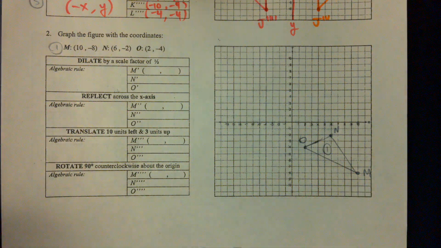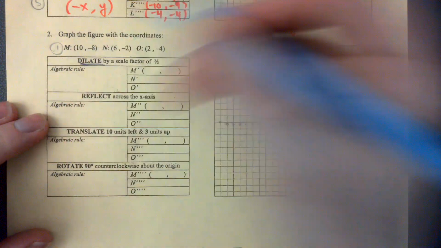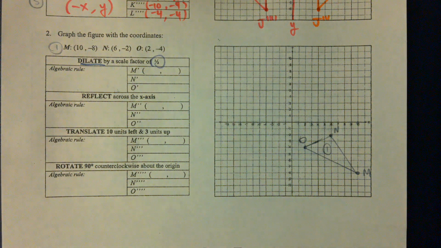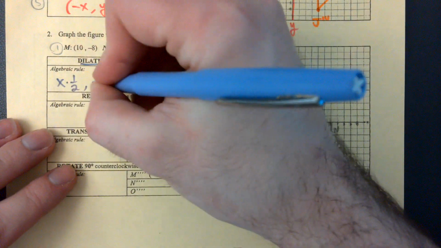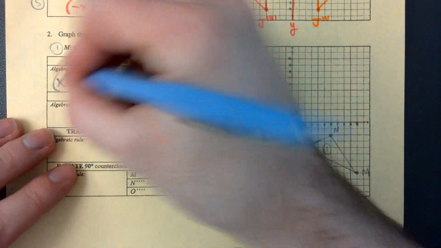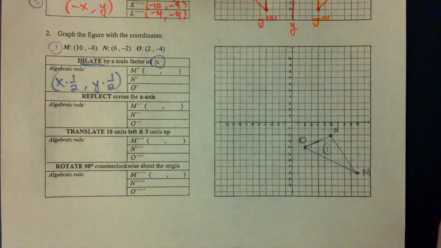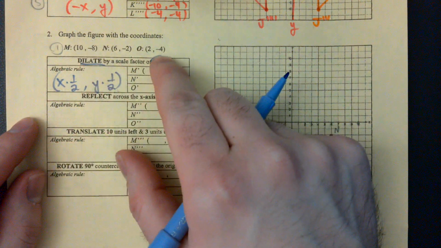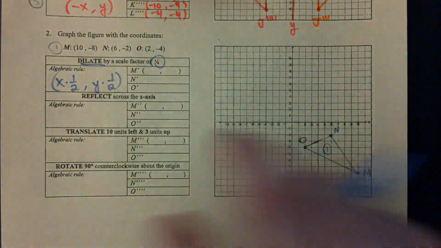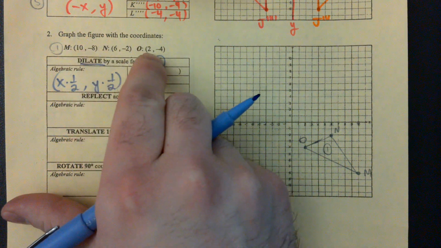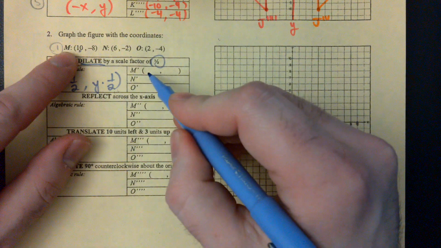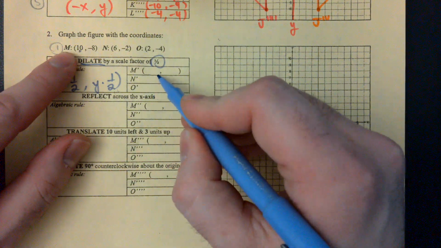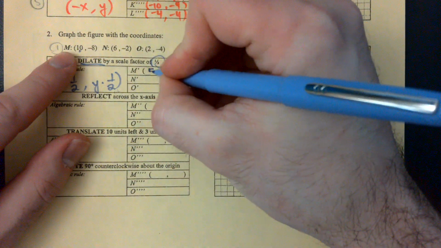The first transformation we're going to do again is a dilation, but this time we're going by a scale factor of 1/2. Right? So we're still going to do x times 1/2, comma, y times 1/2 for the rule, but we can think about this one of 2 ways. We could either think of it like we're multiplying each coordinate by 1/2, or if it's easier, we can think about just dividing each of these coordinates by 2. So 10 divided by 2 gives us a new M prime x coordinate of 5.